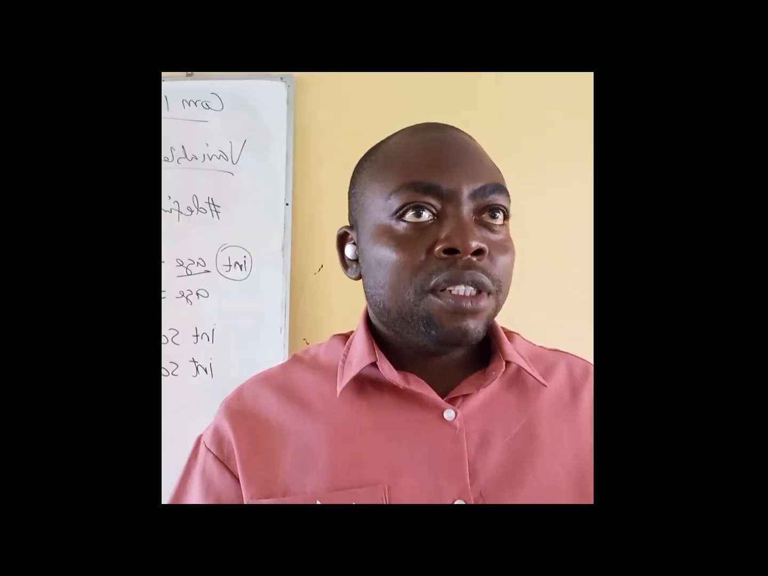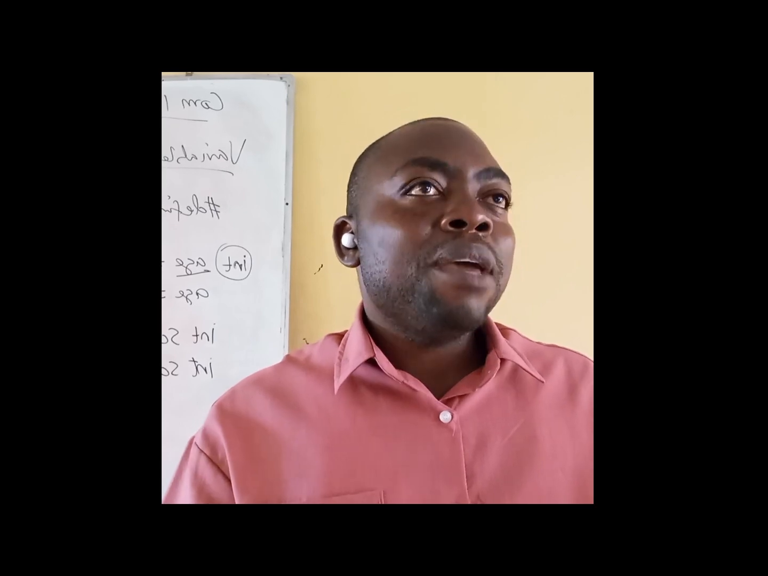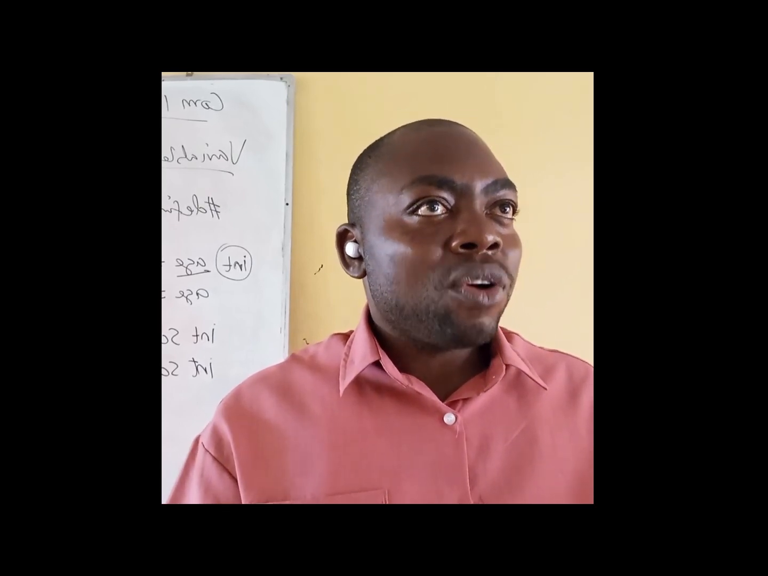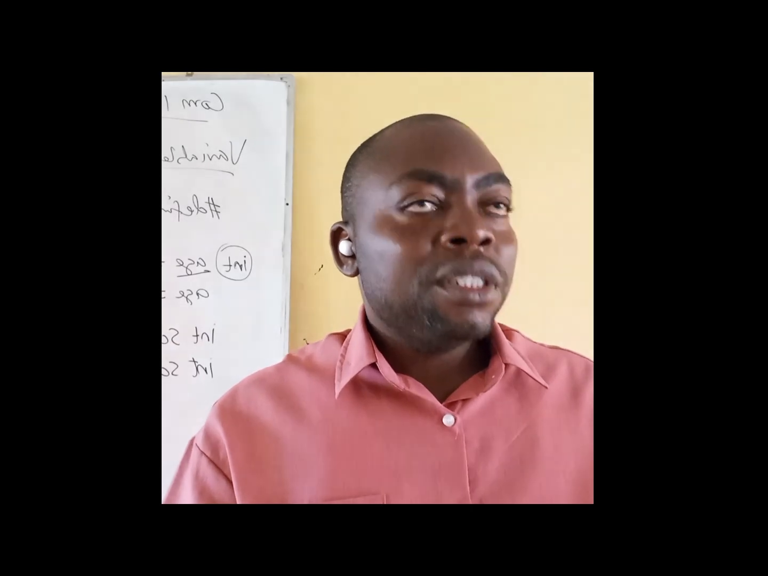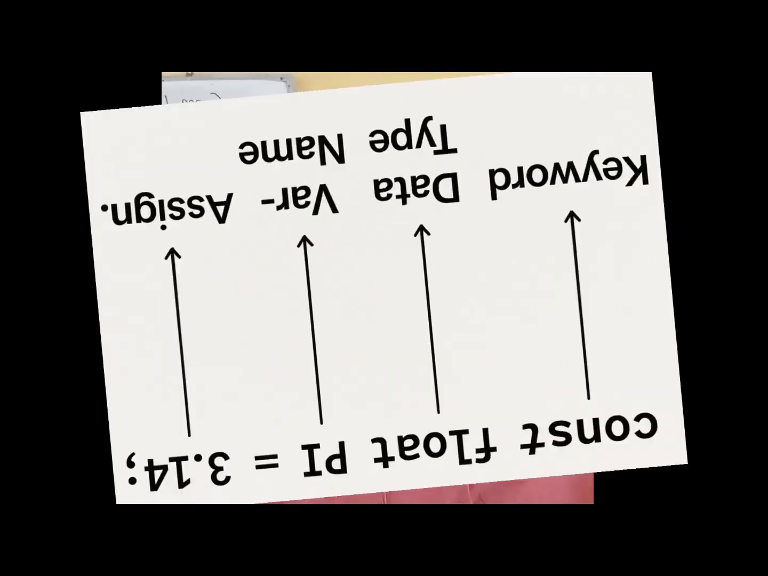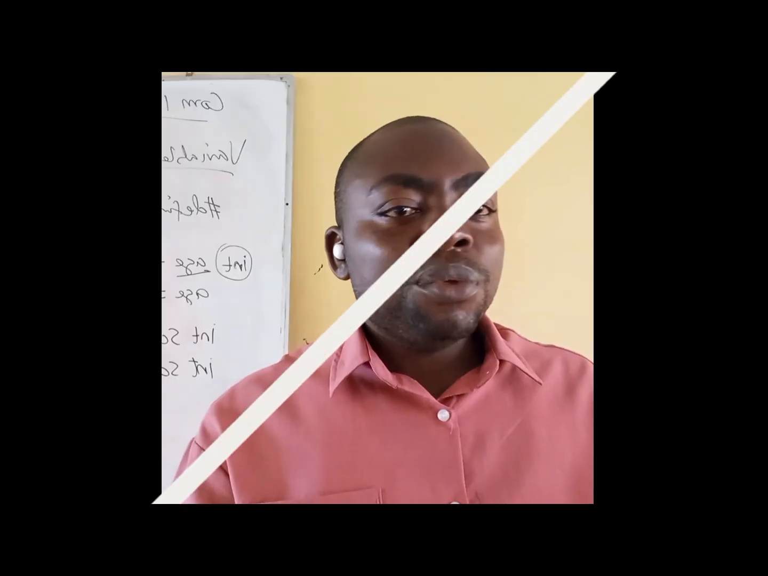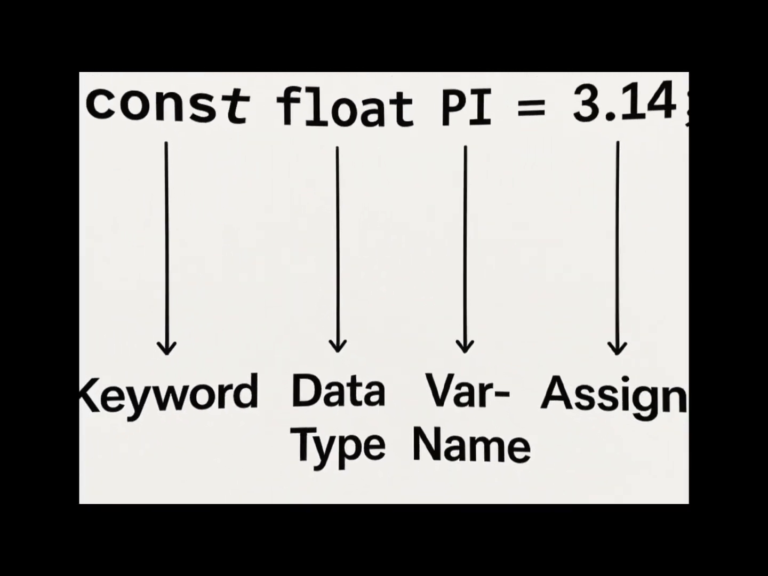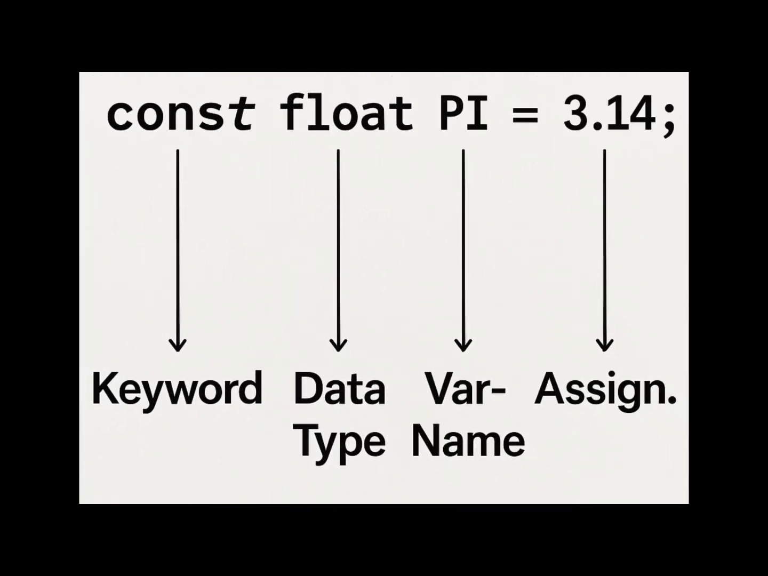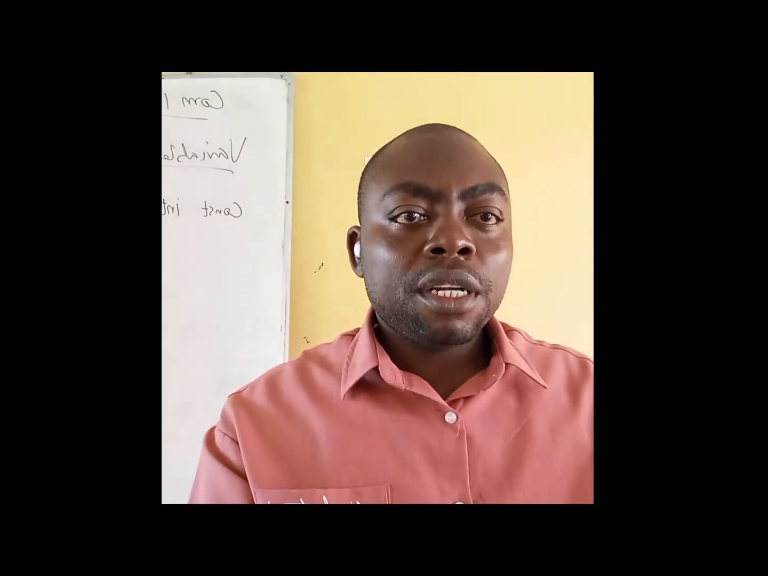So apart from stating the data type, you will first of all state the const keyword. After the const keyword, followed by the data type, followed by the name of the variable or the constant, and then if you are going to use it at that moment, followed by the assignment symbol, which is equals to, then followed by the value that is going to be assigned to the variable or the constant. So that is how you can declare your constant in your program.